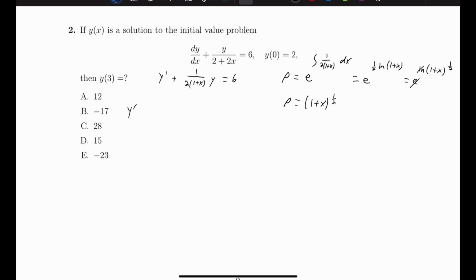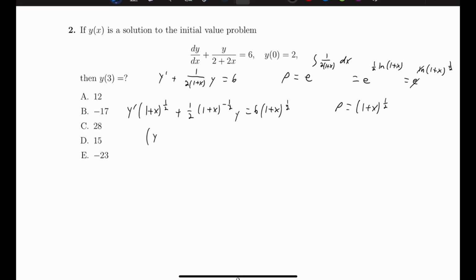So you'll get y prime times 1 plus x to the 1/2. This will become 1/2 times 1 plus x to the negative 1/2, because it cancels with the 1 on the bottom, times y. And then this will be equal to, let's move this over, 6 times 1 plus x to the 1/2. Go ahead and recognize the product rule happening on this left-hand side. So this is actually all equal to y times 1 plus x to the 1/2 prime. And then copy down your right-hand side.